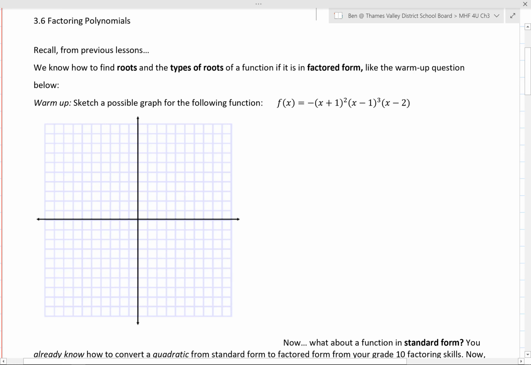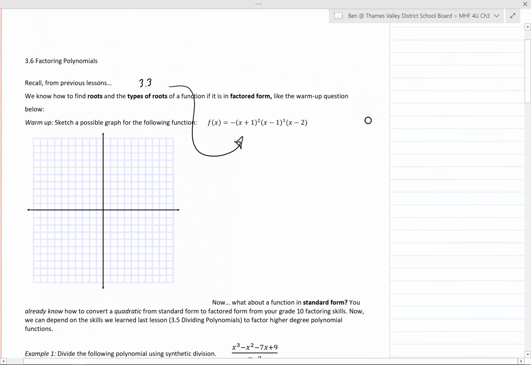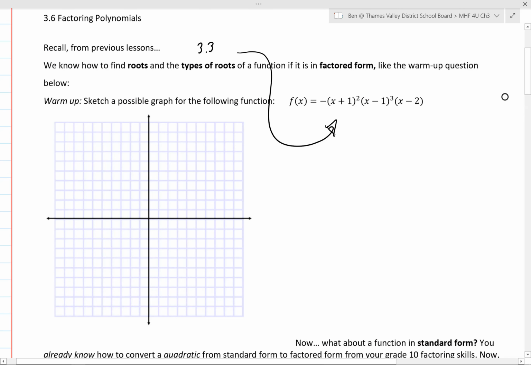All right, folks. So today we're going to take a look at putting some of our skills together. We're going to consider the skills we learned in section 3.3. We'll try and factor our functions from standard form to factored form so that we can sketch a function not only if it's in factored form, but that we can sketch functions that are given to us in standard form as well. Now, we already do know how to sketch a function if it looks like this, if it's in factored form. Nice and easy.